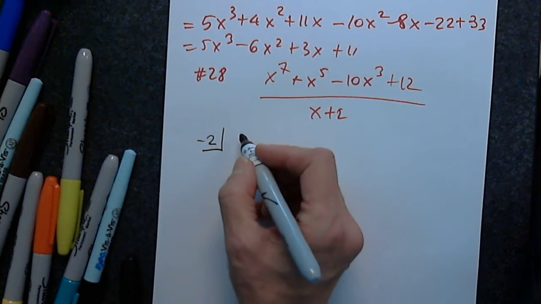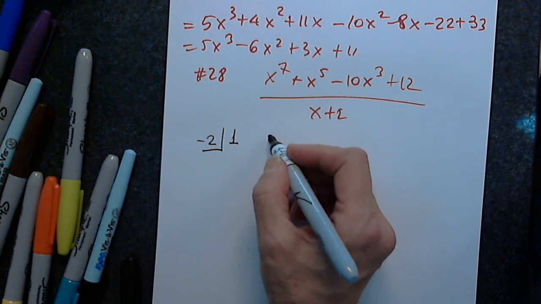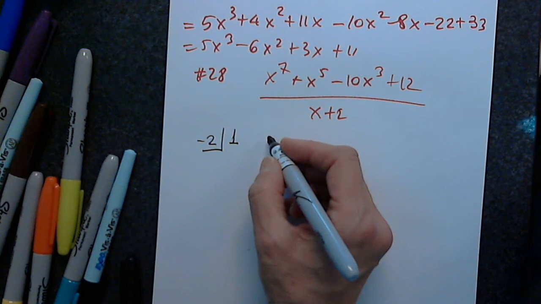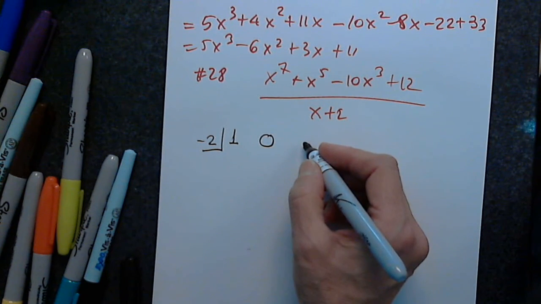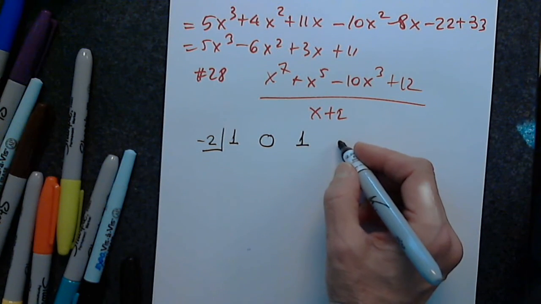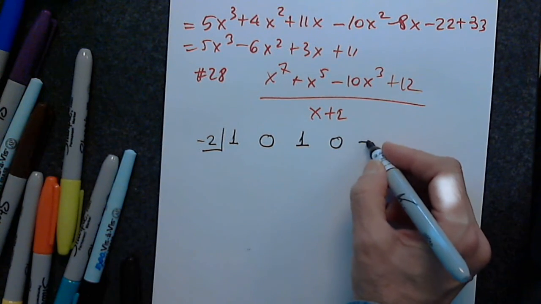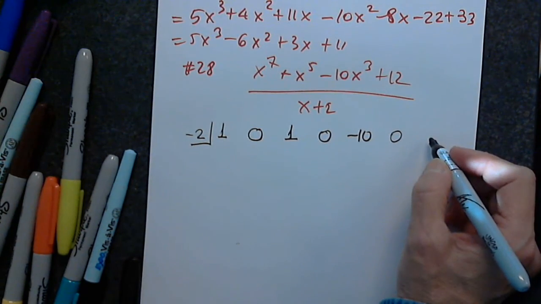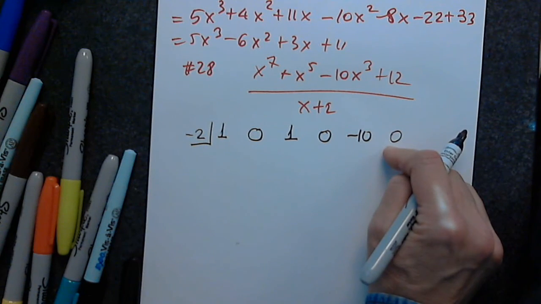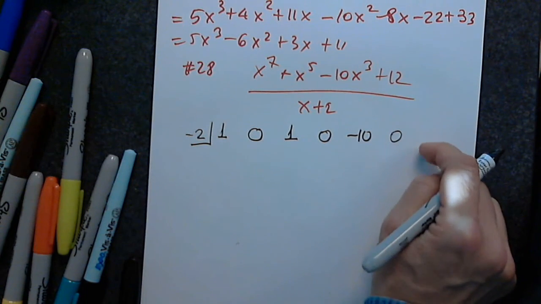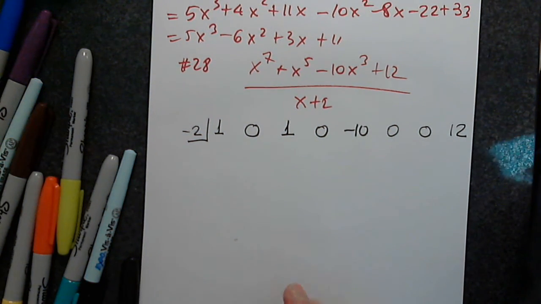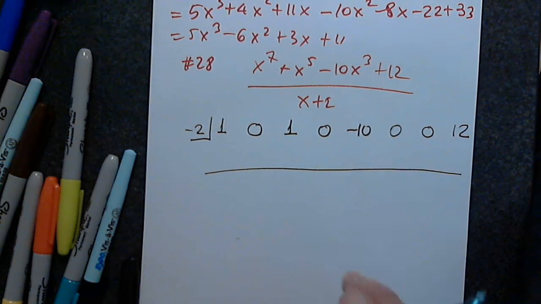Degree 0. Then for degree 6, since it's missing, what do I write? 0. Then degree 5, 1. Then degree 4, 0. Then degree 3, negative 10. Numbers are taken with a sign. 0, 0, plus 12, for degree 2, degree 1, and degree 0. Let's start.